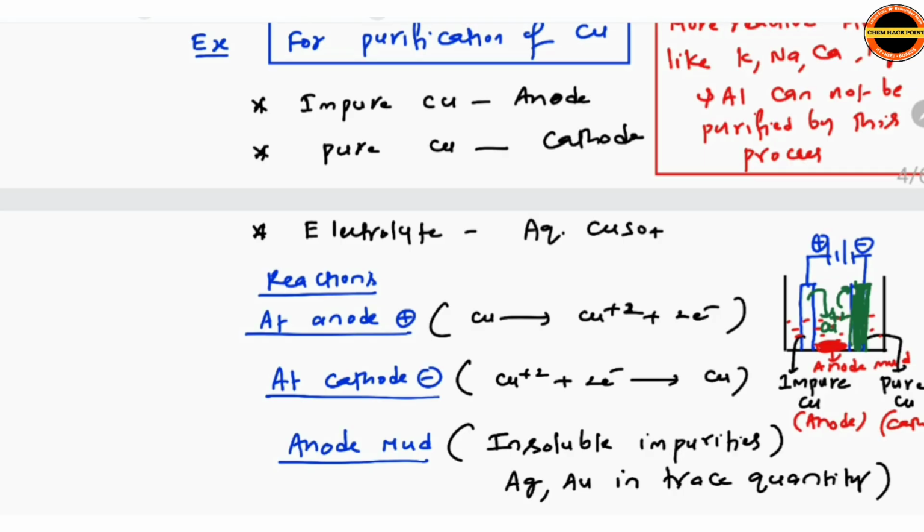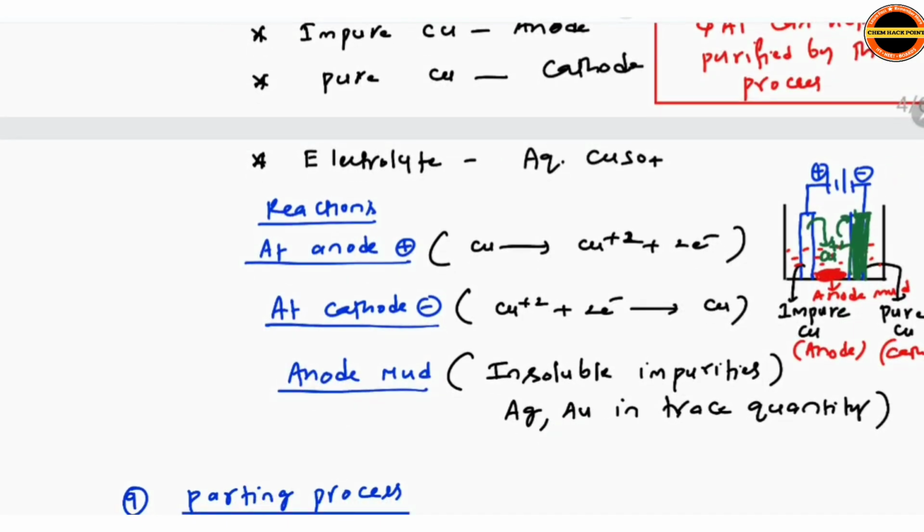The anode becomes thin after completion of the process. That's what we showed in the reaction. You see copper losing 2 electrons and forming Cu2+. Then Cu2+ moves to the cathode, gains 2 electrons and forms copper. So pure copper you will get after completion of the process. Any insoluble impurities, like even some trace quantity of silver and gold present in it, are called anode mud, found at the bottom of the tank.